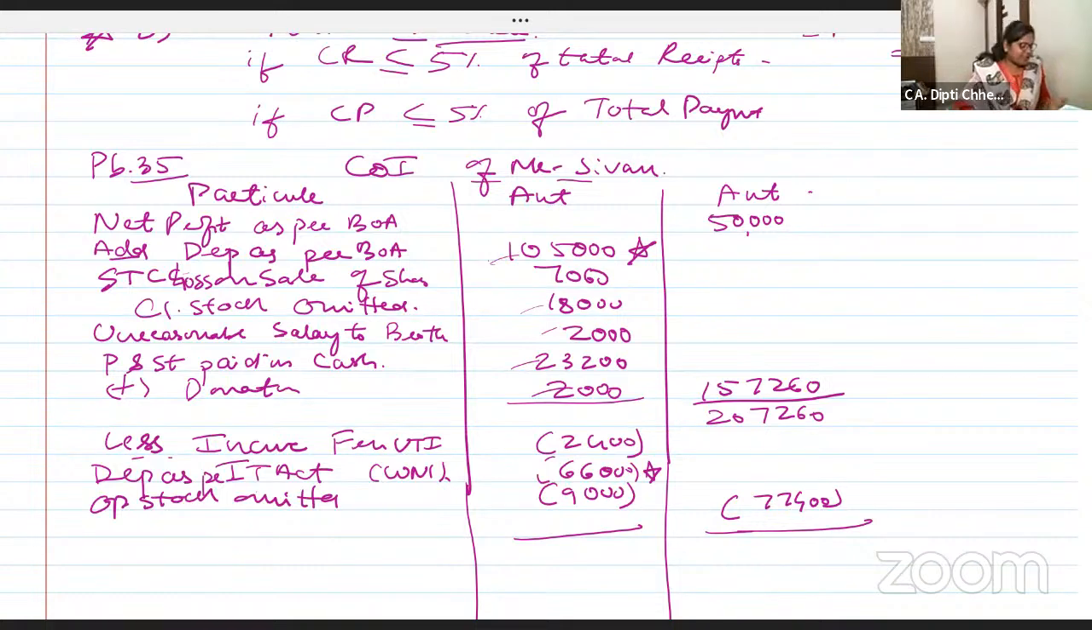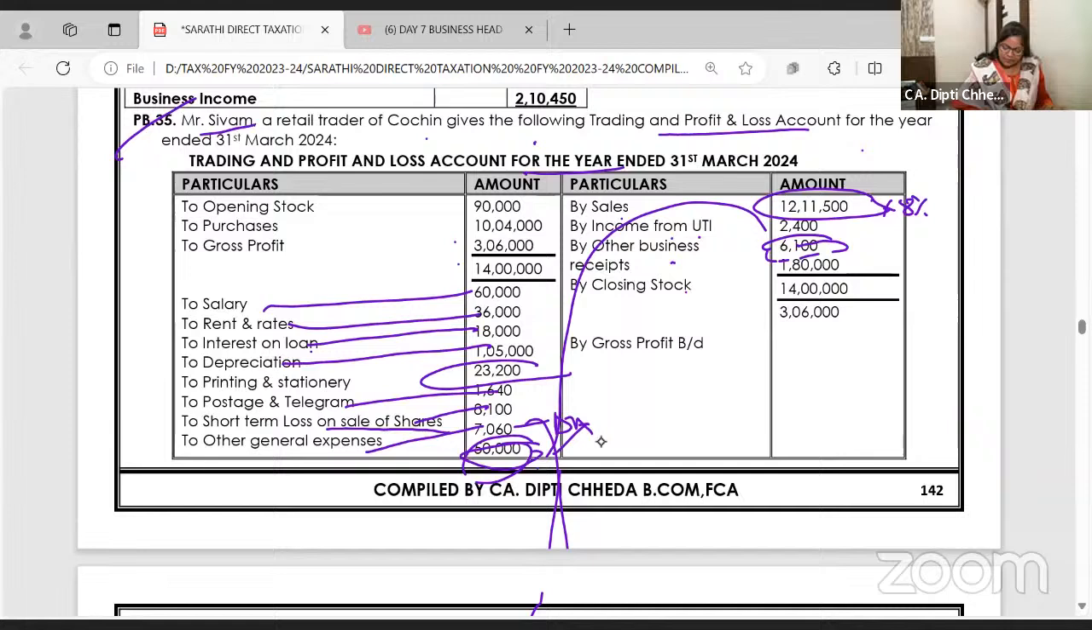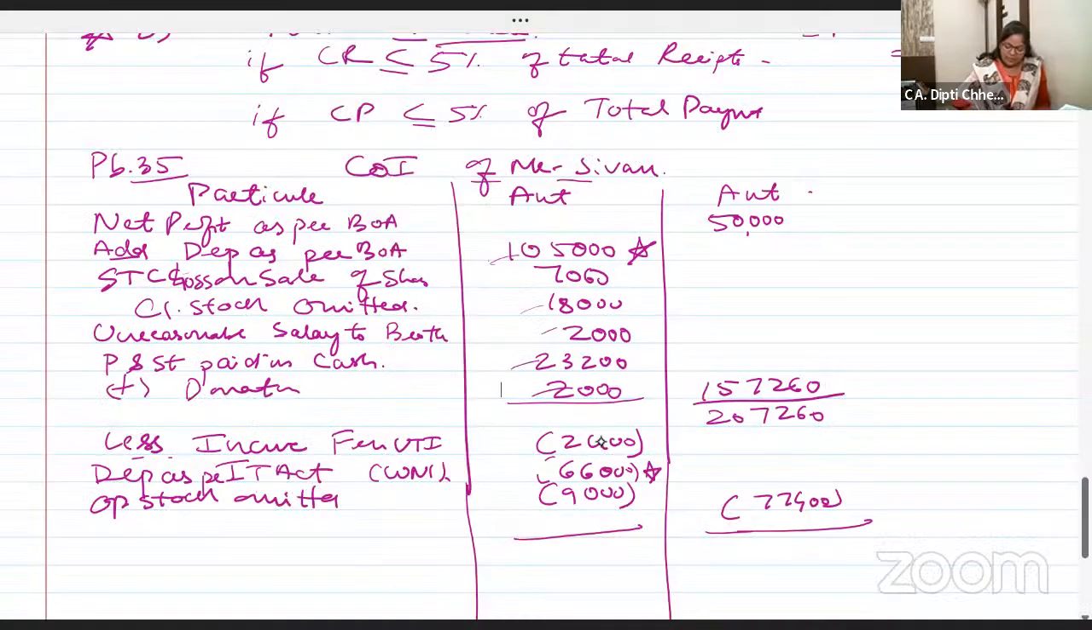Loss on sale of shares, have I taken wrong figure? One minute, dear students. Only for this problem the printing has gone like this. Otherwise, every time we use this line. Oh, loss on sale of shares is 8,100. 7,060 is general expense. I took wrong figure. 8,100. No problem, we will change it. It happens. So many of you are doing live, you can also remind me. 157,260.